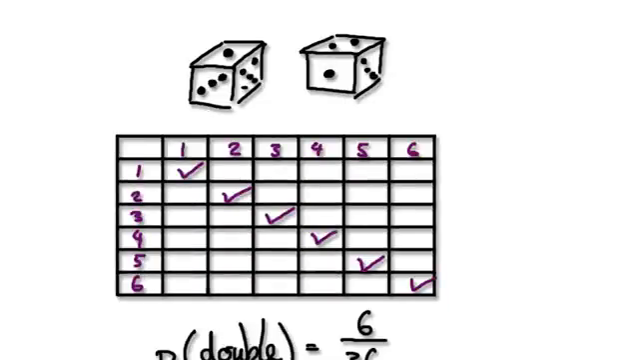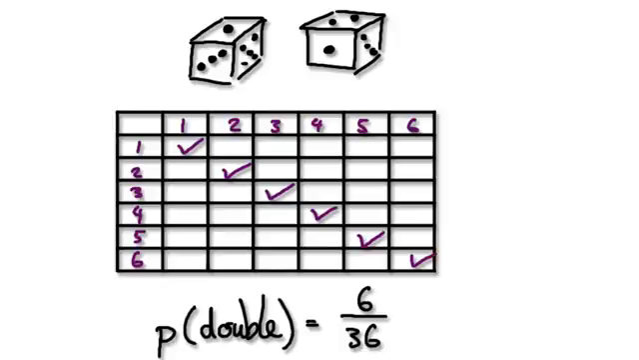Now we're going to move on to probability. With probability, it has always been the case of total good number of outcomes divided by the overall number of outcomes.